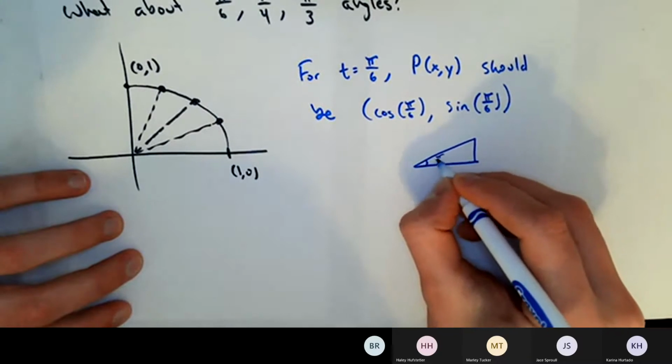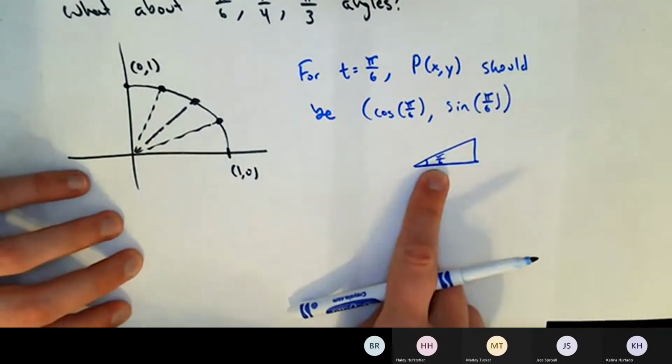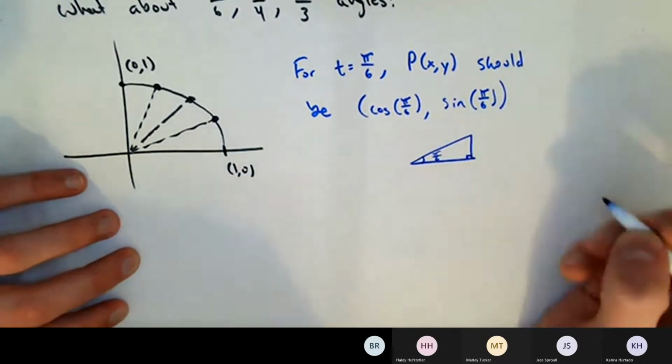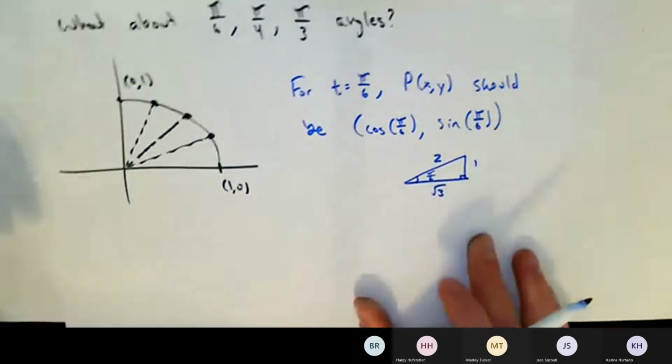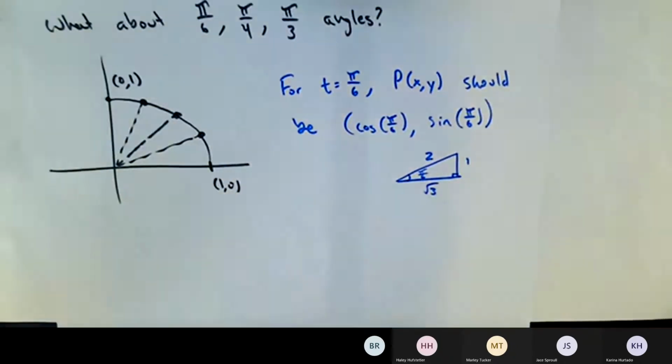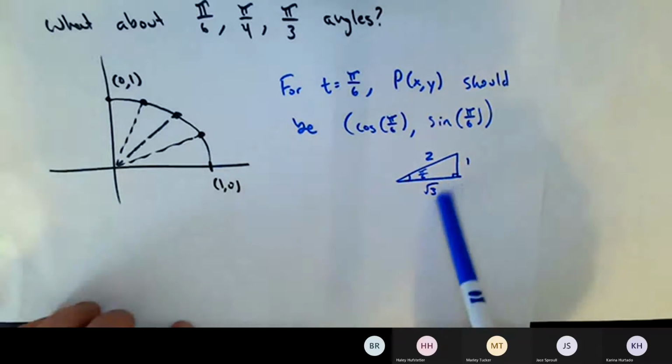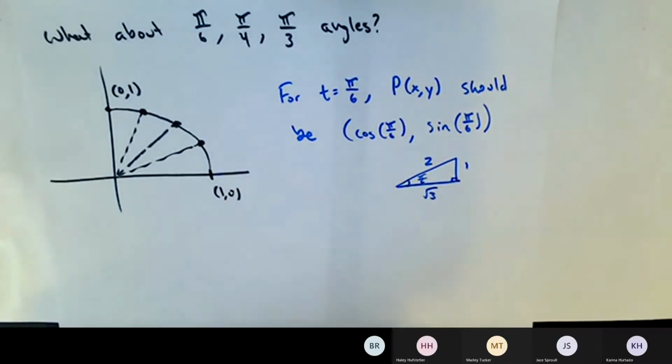So here's pi on 6. If you can't see that, that's pi on 6 in there. It's a right triangle. I know this side is 1, this side is square root of 3, and this side is 2. We talked about the construction of this triangle, but really, we all came to terms with the fact that we need to memorize this reference triangle.